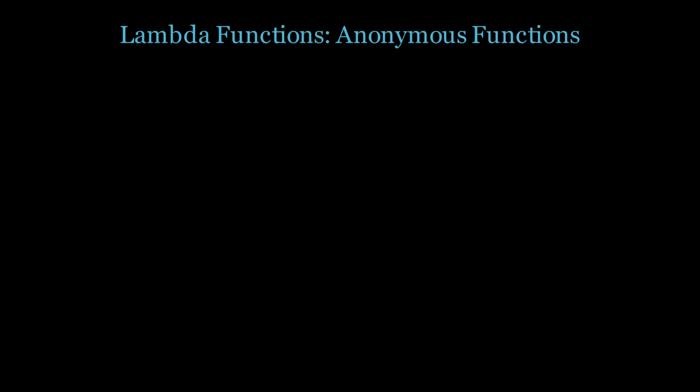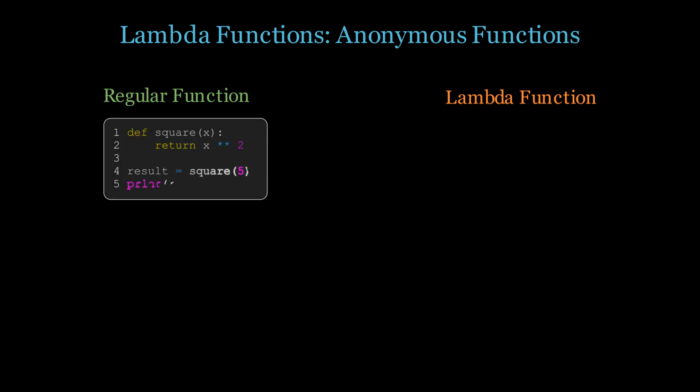Lambda functions are Python's way of creating small, anonymous functions on the fly. They're perfect for simple operations that don't warrant a full function definition. Let's start with the basic syntax and see how they compare to regular functions. Here we see the same functionality implemented both ways.